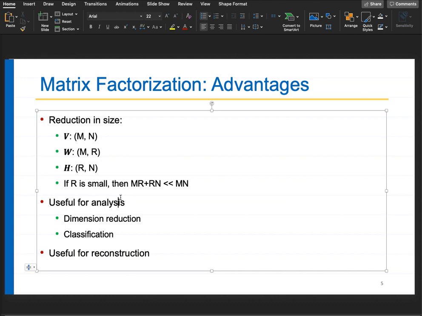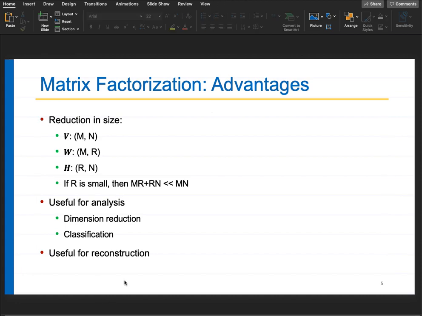Another very important advantage here is that it is useful for reconstruction. You cannot use linear classifiers for reconstruction, can you? Reconstruction means if I give you the classifier and I ask you, can you reconstruct the samples which will satisfy this classifier, right? But in this case, you can do that. This is a major advantage of matrix factorization techniques, that you can regenerate the data which the model represents. So this is very useful for reconstruction.